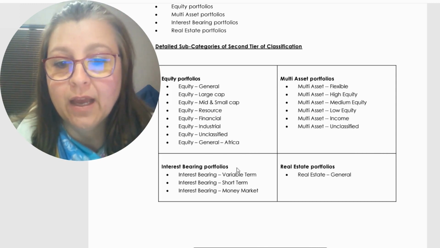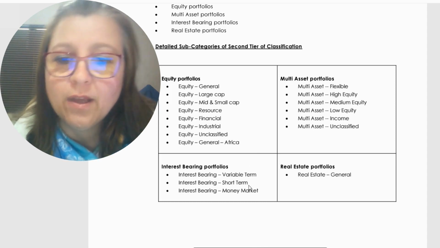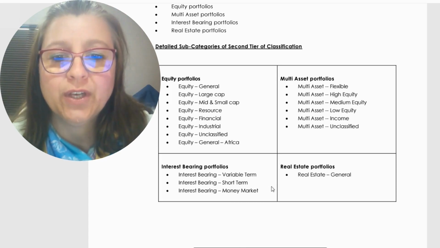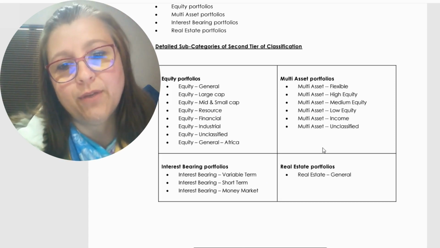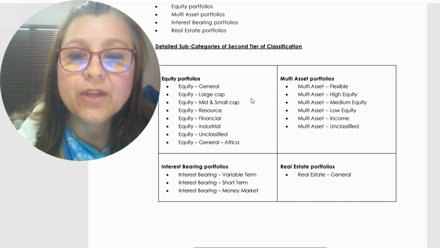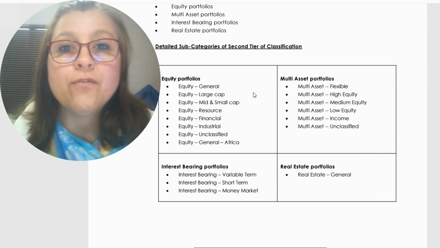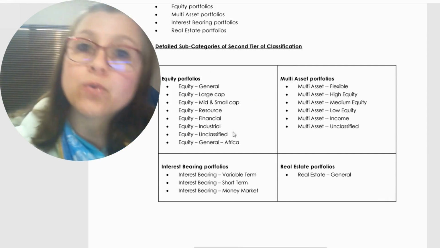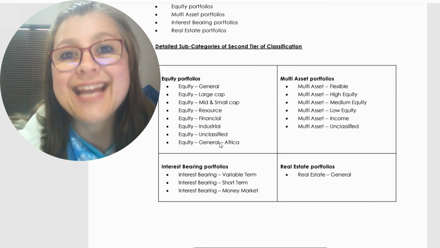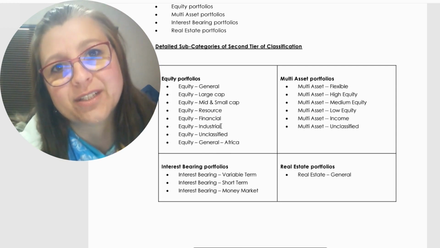Same goes with interest bearing. If you buy something in the variable term or short term, which means it's got short-term duration bonds in there, you can't compare it to a money market instrument where there's only cash involved. And you can't compare a real estate equity fund to a normal equity portfolio. So yes, it's important to understand that when you look at your unit trust portfolio, you will be invested in various different funds. And if you have one equity fund and you compare it with another fund's performance, you have to understand that they might fall in different sectors. And that's why they don't perform the same, because of the fact that their rules are different.